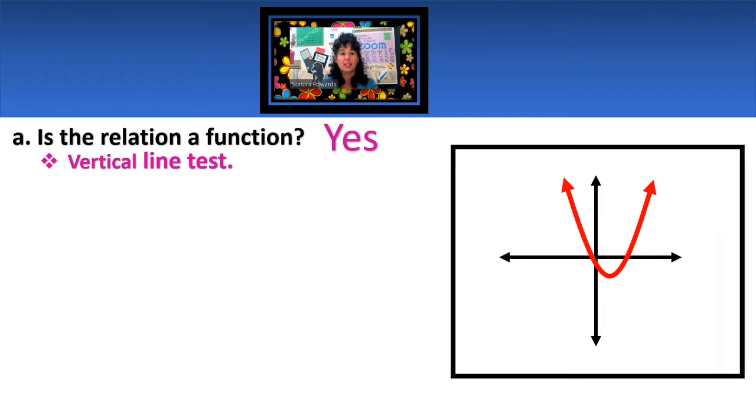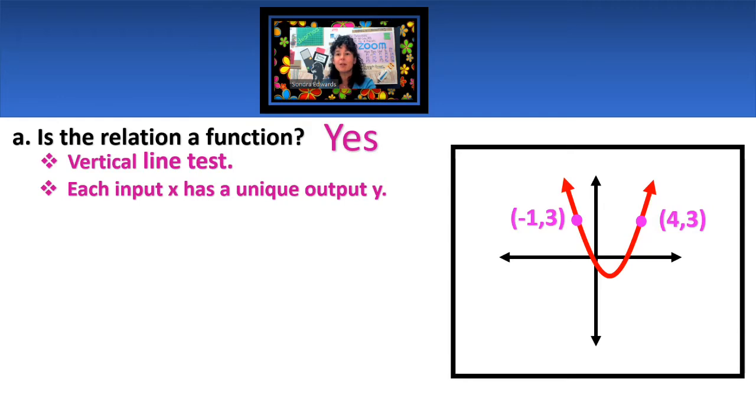Another way that we could look at it is, does each input x have a unique output y? That statement really means that we can't have 2 points where we have the same x in the coordinate. Here we're okay because our y's are the same, but we just couldn't have 2 points that start with the same x value.